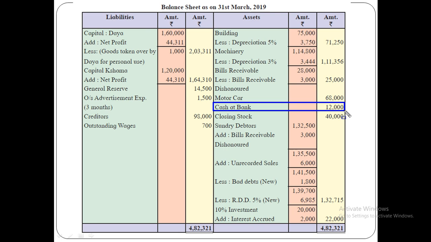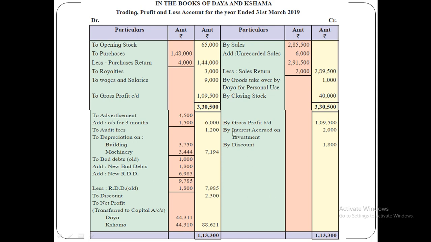Next is 10% investment. 10% investment is very important because it has a hidden adjustment. See here how you have to solve it. First of all, you have to write 20,000 as the amount given in the trial balance and add interest accrued, that is 10%, means 10% of 20,000 is rupees 2,000. The total amount is 22,000. This is a kind of income but known as indirect income. So we have to write here to the credit side of profit and loss account rupees 2,000.